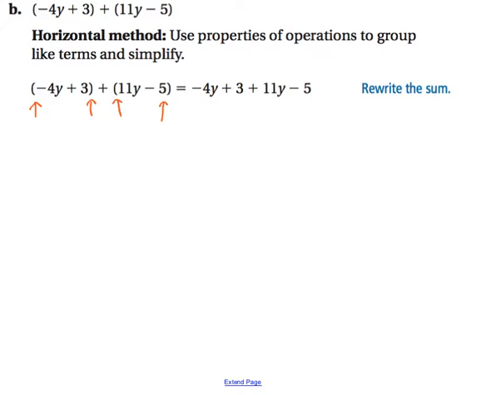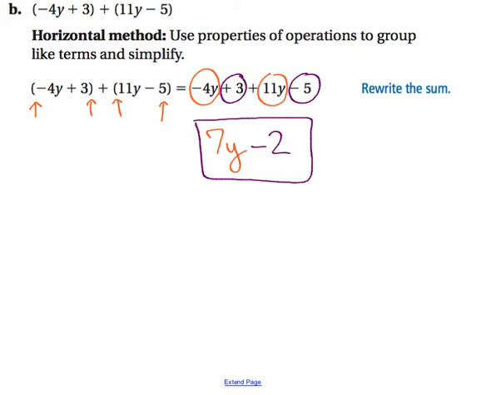After we get rid of them, we are looking for like terms. We've got negative 4y and 11y. Negative 4 plus 11 is 7, so 7y. We can also take a look at 3 and negative 5, and these go together to make negative 2. This gives us the answer of 7y minus 2. This is the more often used method, is to just take care of parentheses and then add like terms.